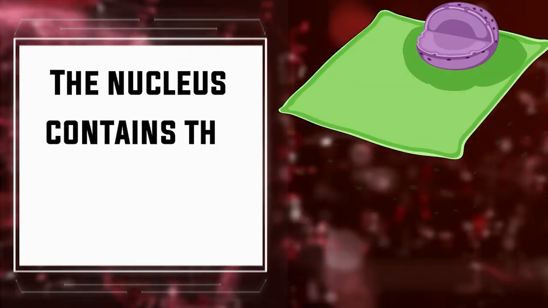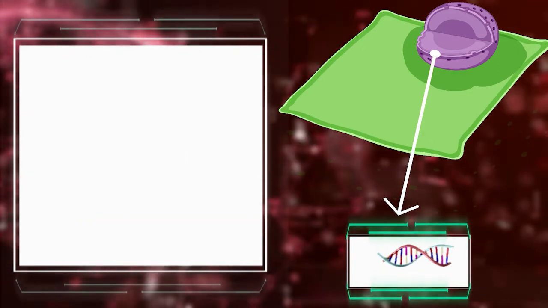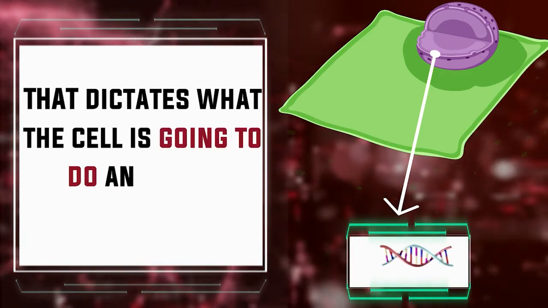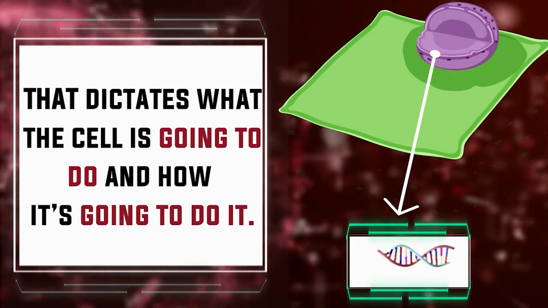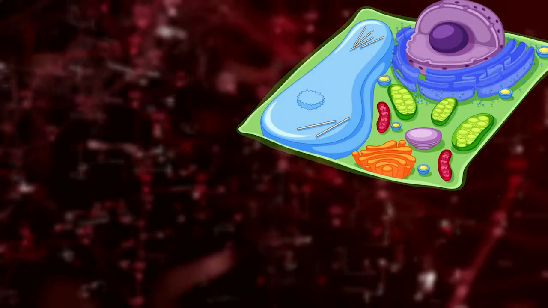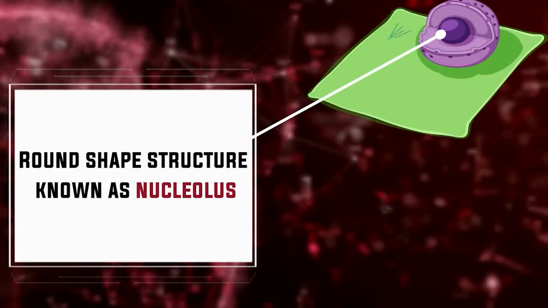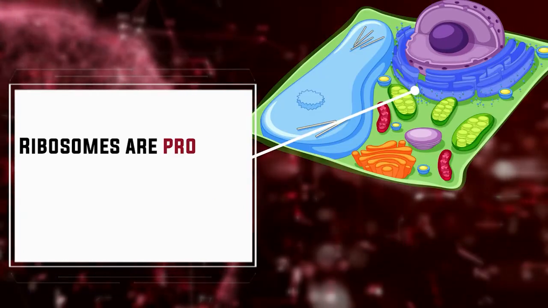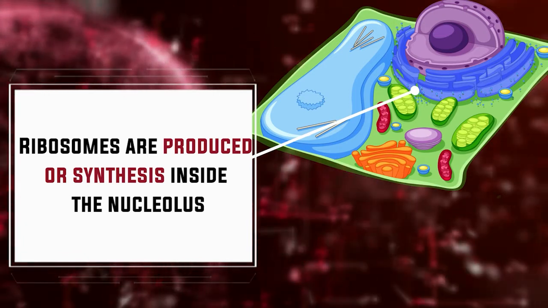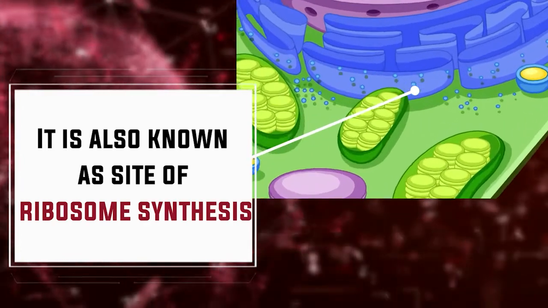Also, the nucleus contains the DNA in the form of chromatin. This DNA is the genetic material of the cell that dictates what the cell is going to do and how it's going to do it. Inside the nucleus, it contains a round-shaped structure known as nucleolus. Ribosomes are produced or synthesized inside the nucleolus. Hence, nucleolus is also known as the site of ribosome synthesis.